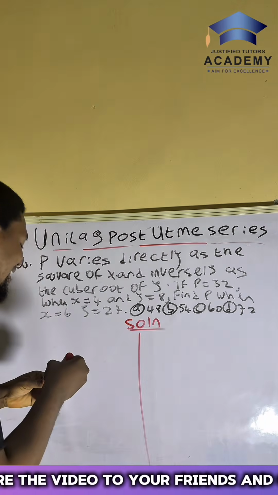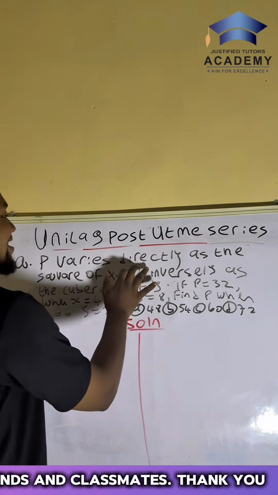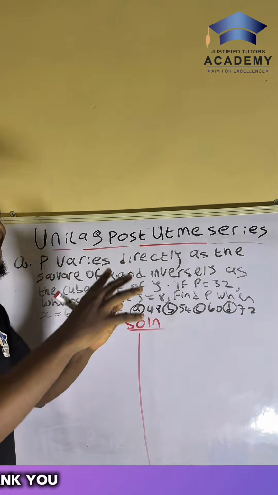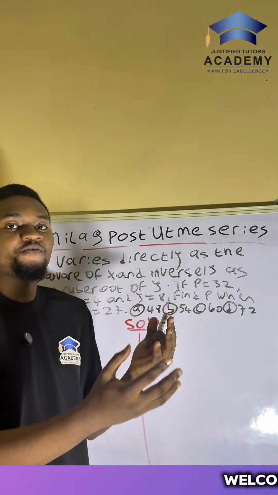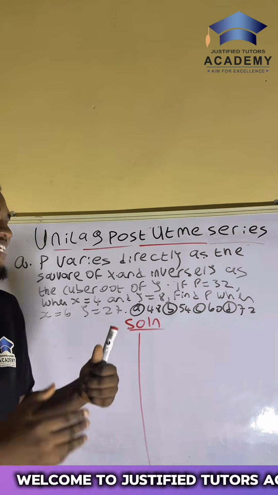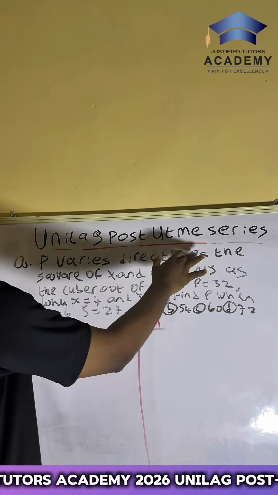You divide the board. Now, the next thing is what? You read the question. P varies directly as what? As the square of x. Now, note, the formula for solving a variation question is always in the first sentence, that is, before the next full stop. So P varies what? Directly as the square of x.